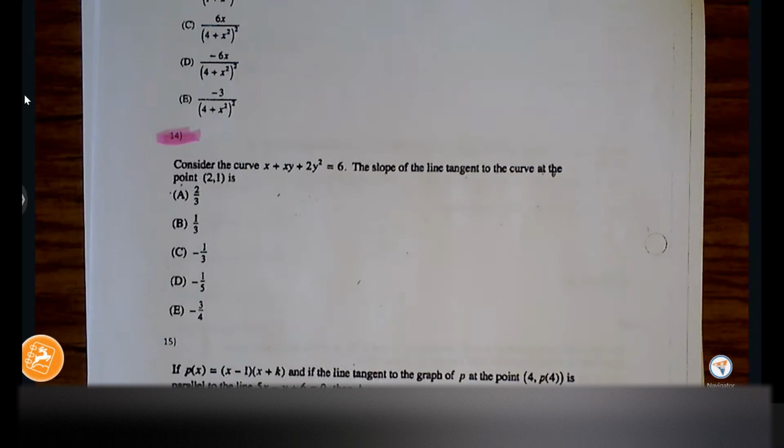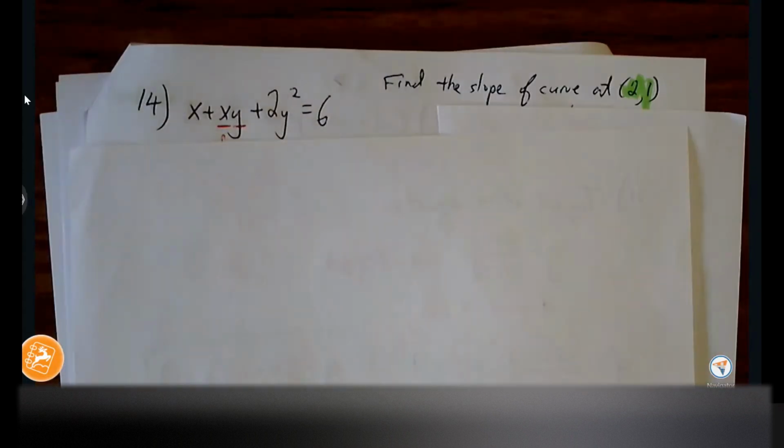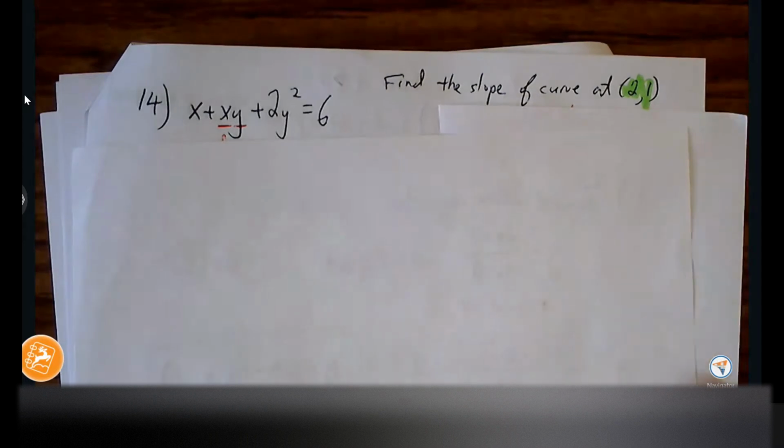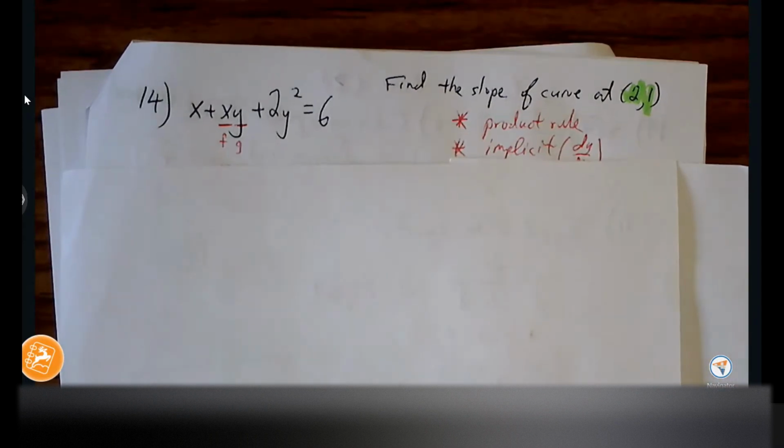So look at how this equation is set up. Can we identify what process is involved to first find the derivative? What do we see? Product rule and implicit. Yeah, these got a couple of y's stuck inside the equation. So product rule and implicit.